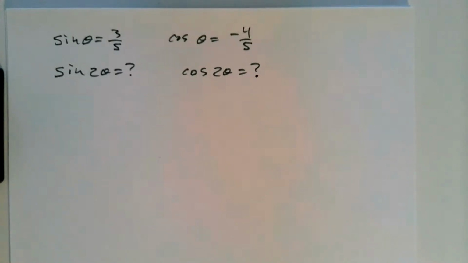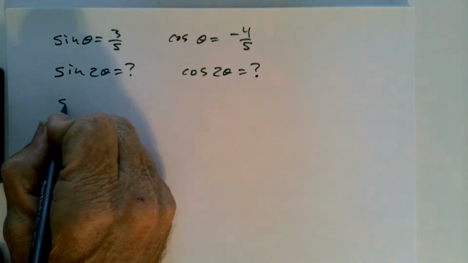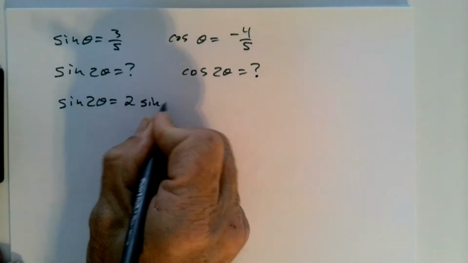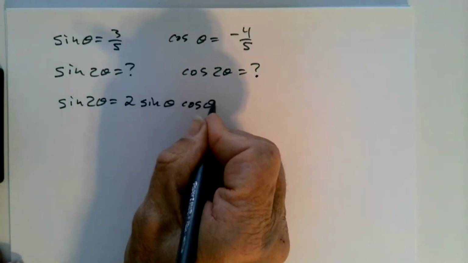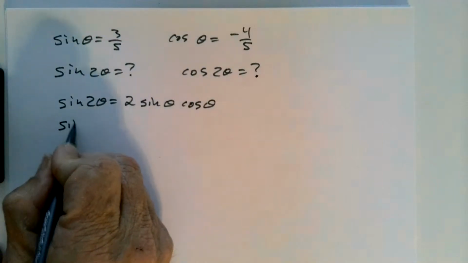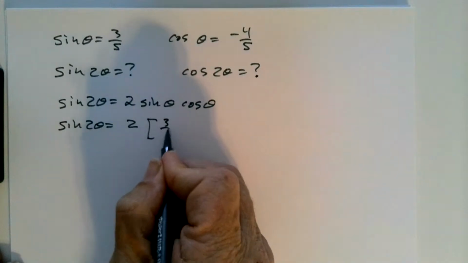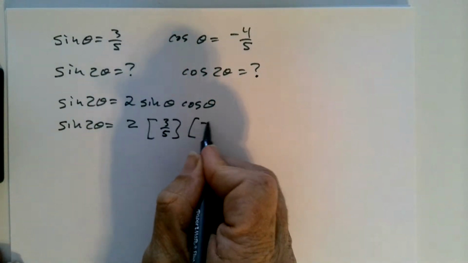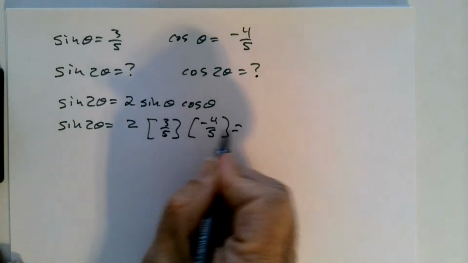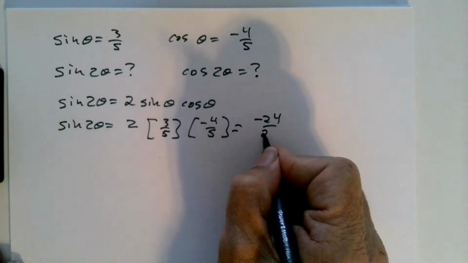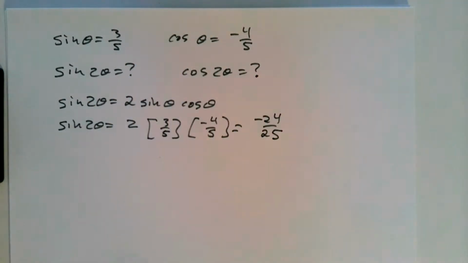Well, sine of 2 theta is 2 sine theta cos theta. That's one I want you to memorize. Sine of 2 theta is 2 sine theta cos theta. So we can plug all this stuff in. 2 times sine theta, 3/5, times cos of theta, negative 4/5. 6 times negative 4, negative 24/25. So the sine of 2 theta is negative 24/25.